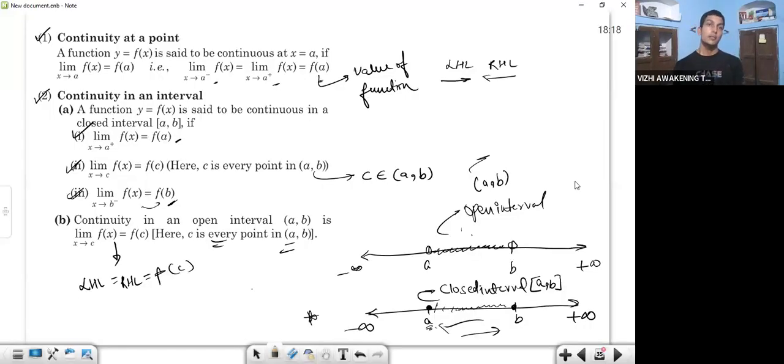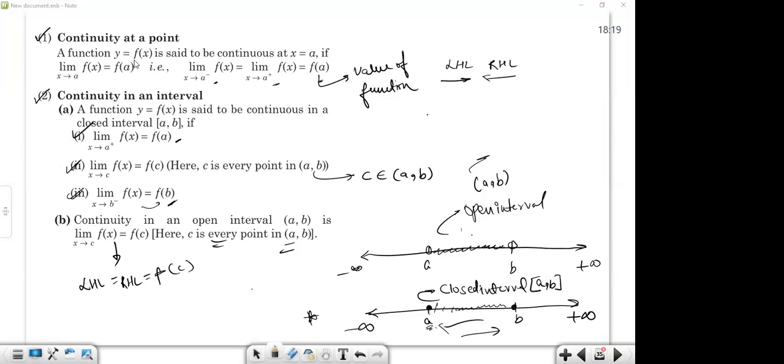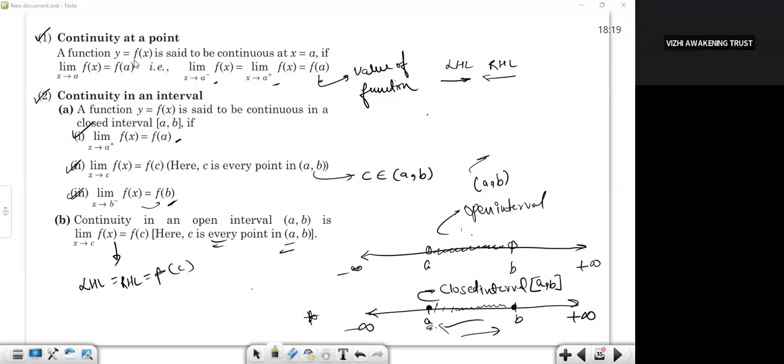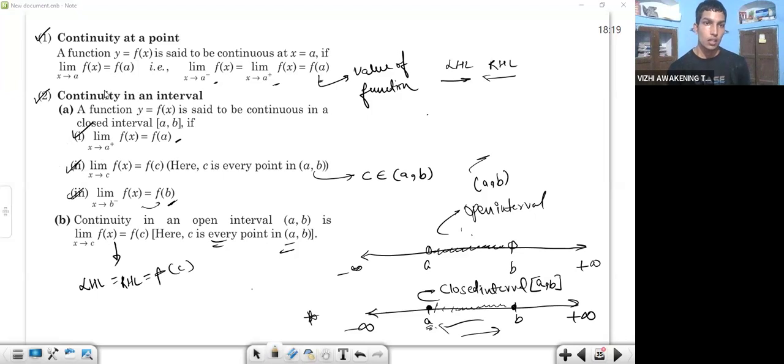So we were discussing the continuity of a function at a particular point, and we were also discussing the continuity of a function in an interval.